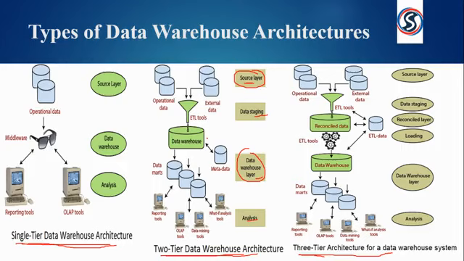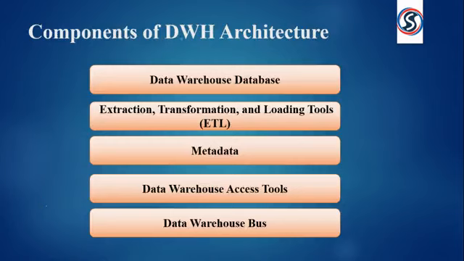So now, this is all about the type of the data warehouse architecture. Coming to the next component of the data warehouse architecture. So there are few components of the data warehouse. So first we have the data warehouse databases. So here the central component of a data warehouse architecture is a database that stores all the enterprise data and make it manageable for the reporting.